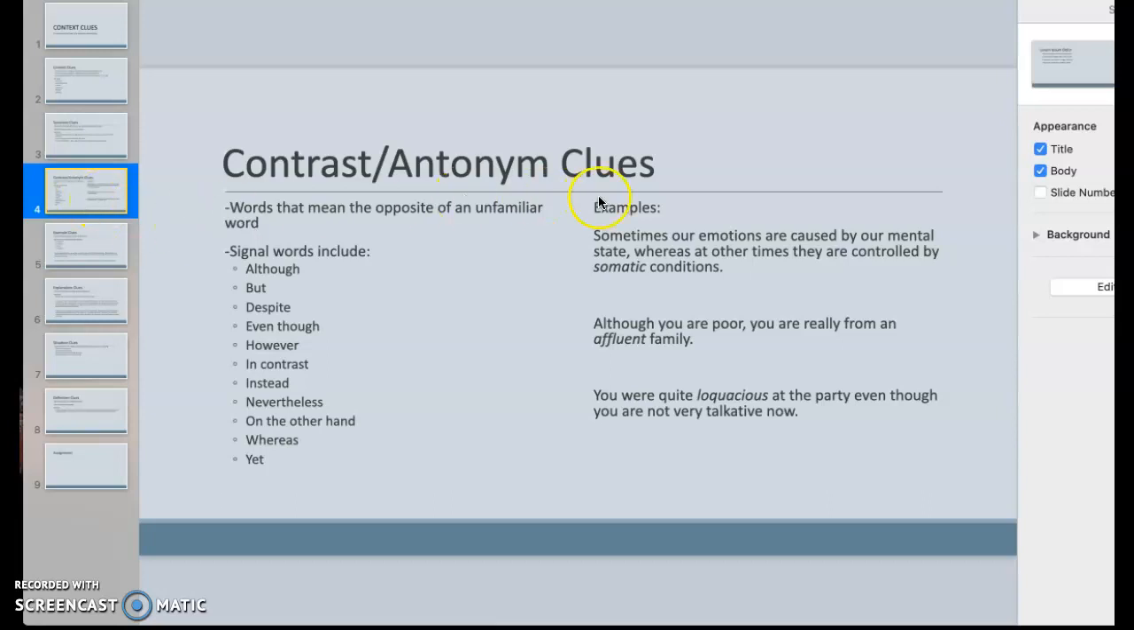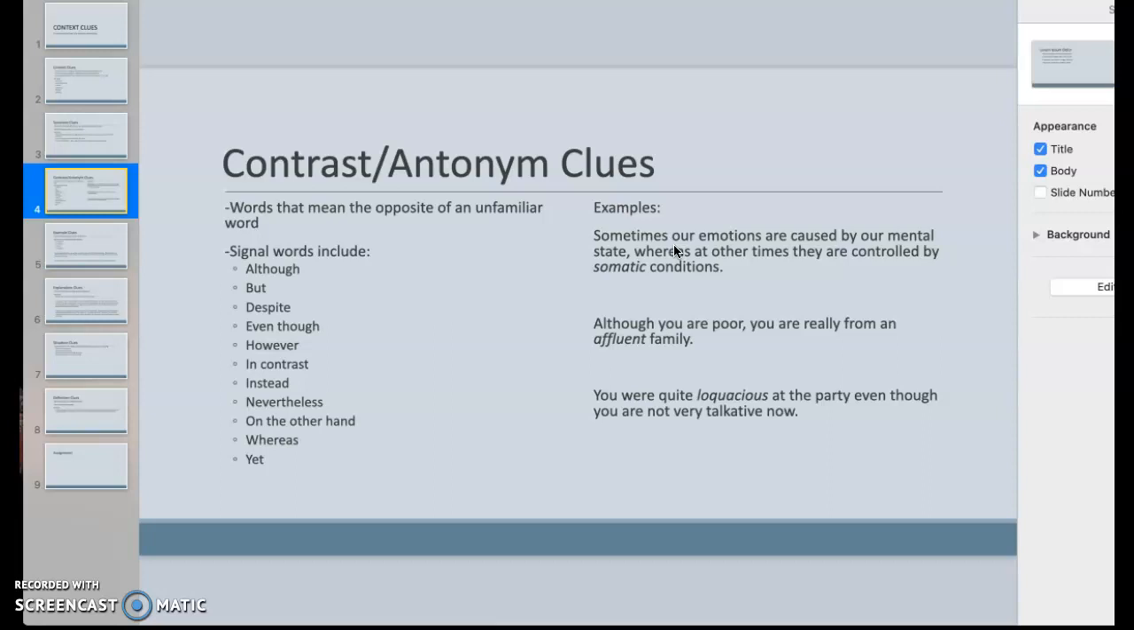And so then we can look at our examples. Our underlined word or our italicized word over here is somatic. So it says sometimes our emotions are caused by our mental state, whereas, so here's our contrast word, at other times they are controlled by somatic conditions. So we can make a guess. It's giving us a contrast. It's setting up two different options, mental state or somatic. So we know that those are two opposites. Somatic is one thing, mental is the other. So we have to figure out what is the opposite of mental. Probably bodily or physical would be a good guess there.